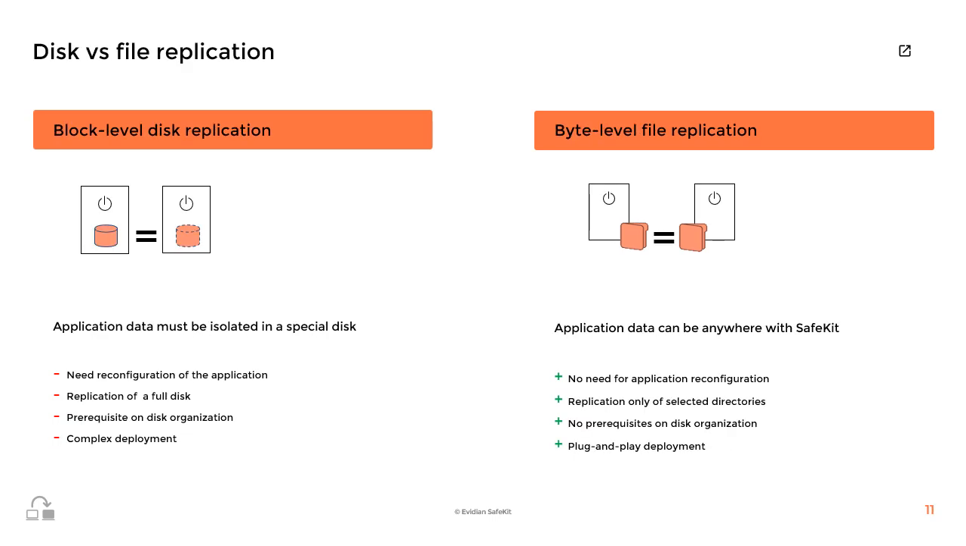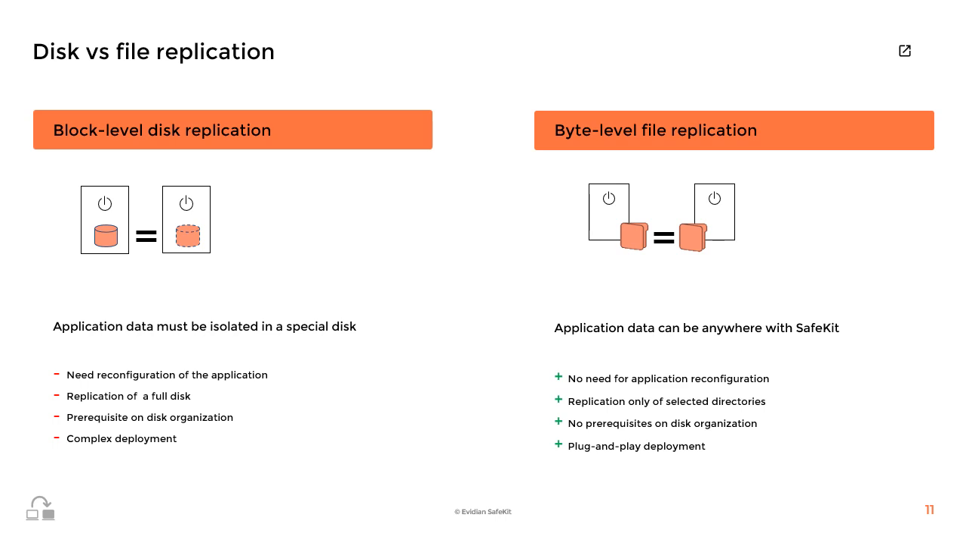Let's discuss the differences between block-level disk replication and byte-level file replication. Block-level disk replication, as the name suggests, involves replicating data at the disk level. This means that any changes made to the disk are replicated, including not only the application data, but also the metadata used to manage the disk, such as the list of free blocks and file system internal information.